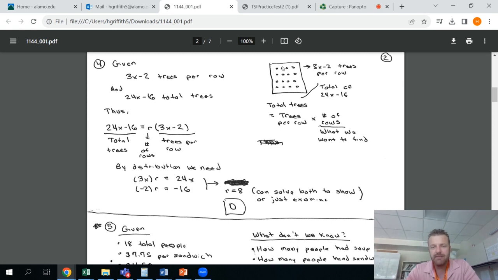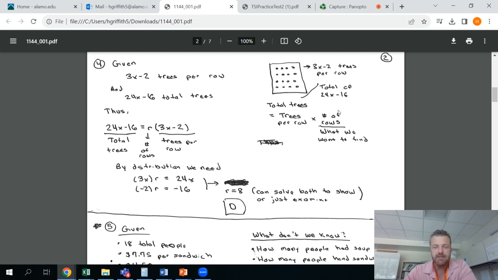Well, what if there were, I don't know, like 5 trees in a row? I drew it as 4 there, but what if there were 5? And what if there were 4 rows? You'd multiply the number of trees in a row times the number of rows. And that's exactly what this is saying here. We know that total trees is trees per row times number of rows. We were given an expression for total trees, given an expression for trees per row, and we want to find the total number of rows.